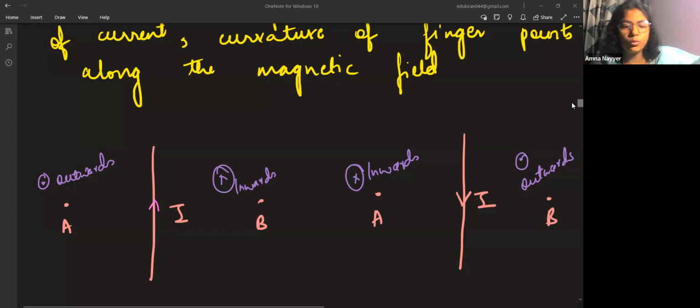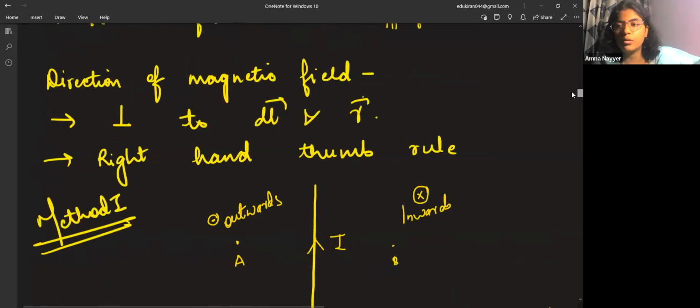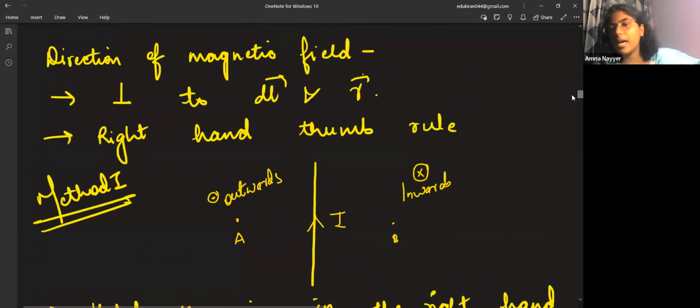Method 2. Write down this method first. Then I'll discuss method 2 with all of you. I prefer method 2, but whichever method is suitable according to you, you can use that. Note it down.